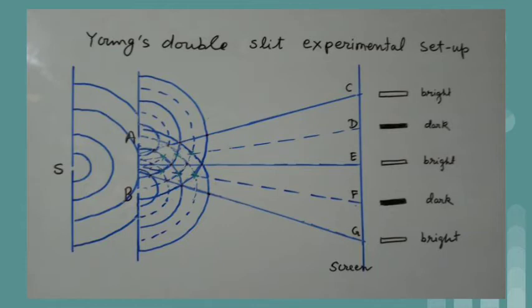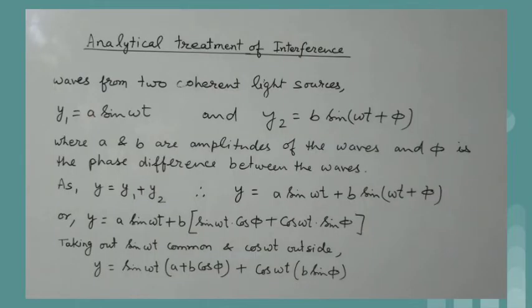Thus, at C, E and G, bright fringes appear, while at D and F, dark fringes appear. The bright and dark fringes are alternately equispaced. Let us derive the conditions for interference by analytical treatment.